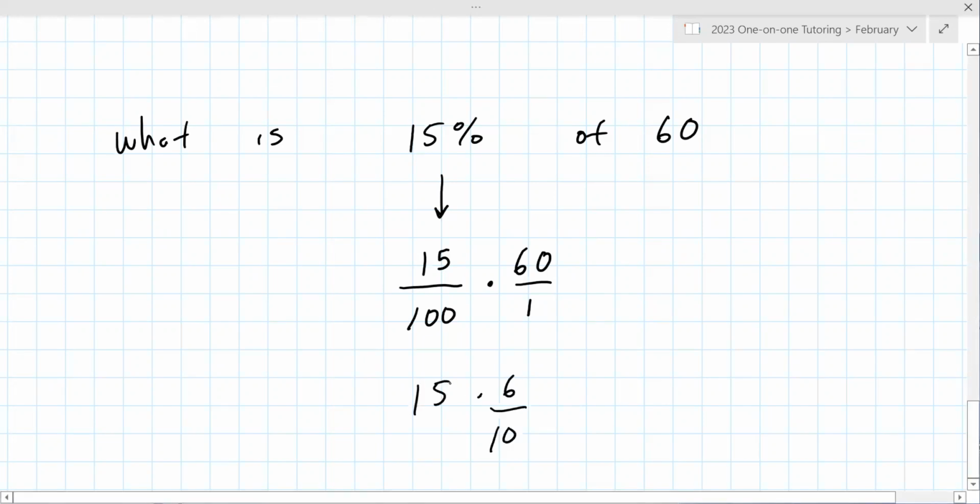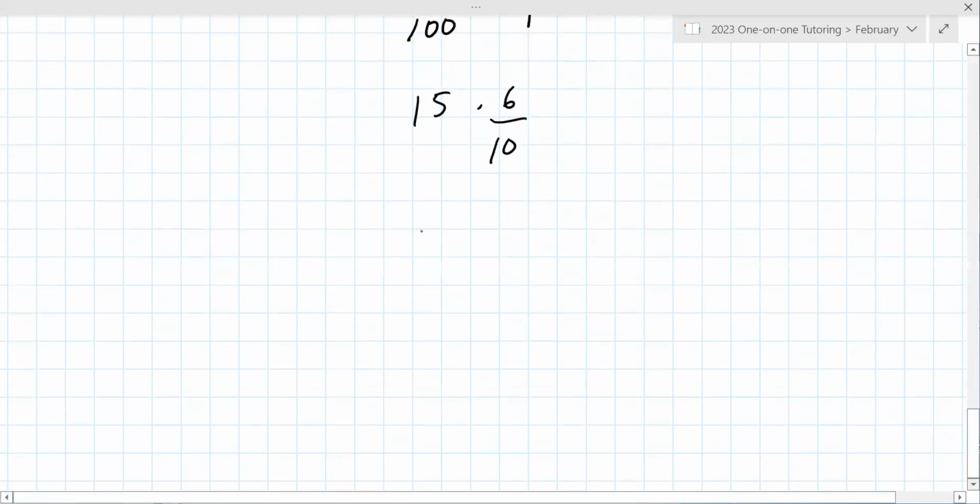Now you can put the 10 back under the 15, or you can multiply the 15 times the 6 and keep it over 10. It's up to you. Why? Well, you're trying to reduce, so you're trying to get this down to a whole number. And see, let me just write it where when the 15 is over the 10, you can divide both of those by 5, for example.